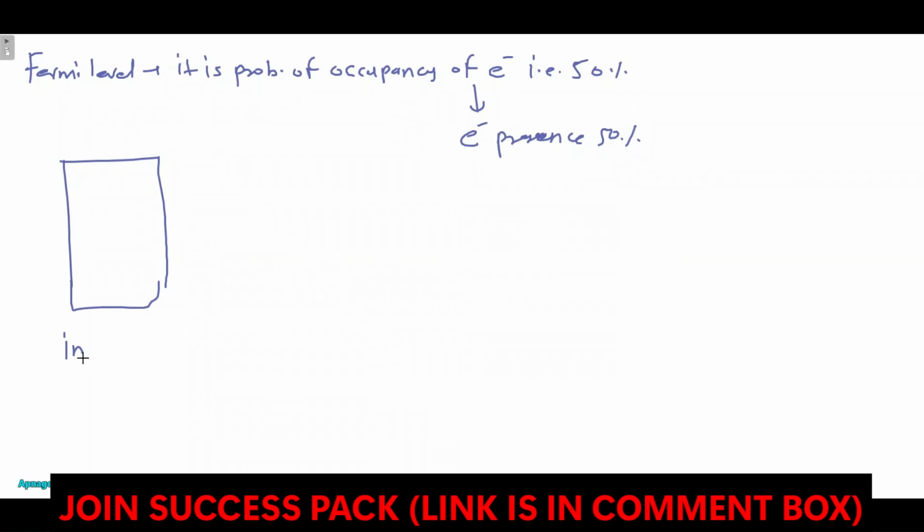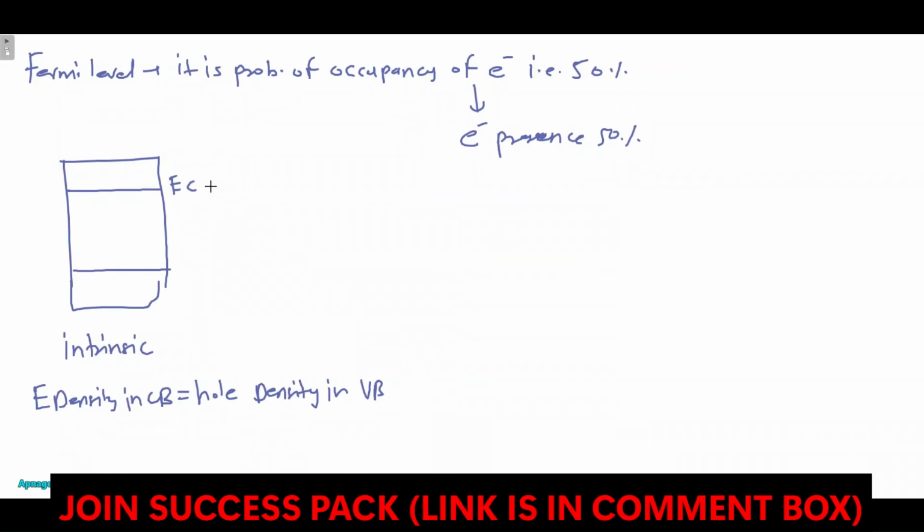So suppose this is an intrinsic semiconductor. What is the meaning of intrinsic? It means the electron density in the conduction band is equal to the hole density in the valence band, that is, the number of electrons in the conduction band equals the number of holes in the valence band. This is the basic structure of your energy band diagram. This is your EC, the conduction band, this is EV, the valence band, and this is exactly the middle of the conduction and valence band, which we call the intrinsic energy level.